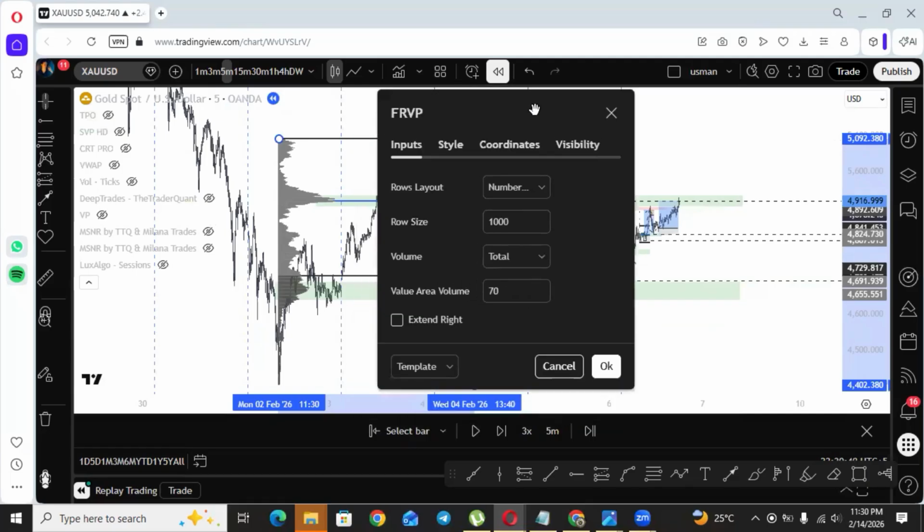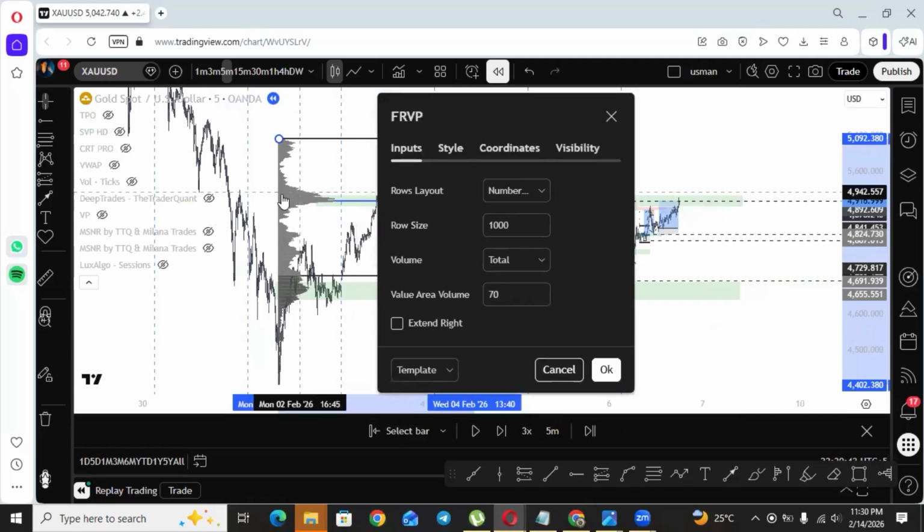So these are the volume profile settings. This is Milana's account, and I can't shuffle the colors. You can just set the colors as they are. These are the important settings. In row layout, you have to select the number of rows, and in row size, you have to change it to 1000.